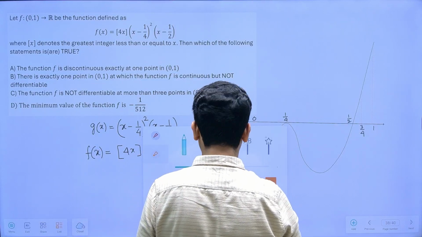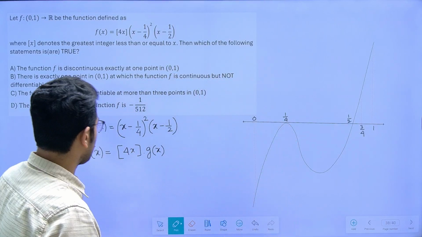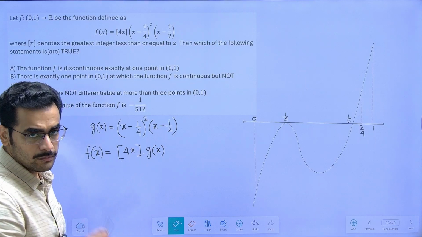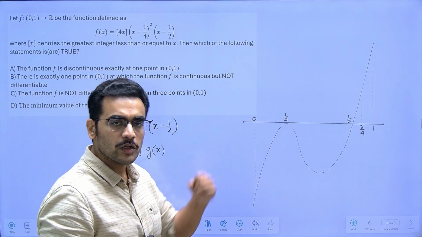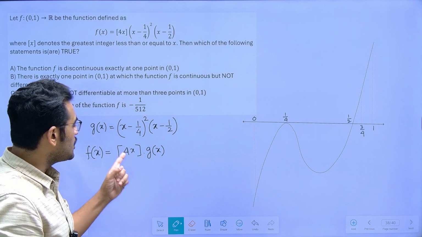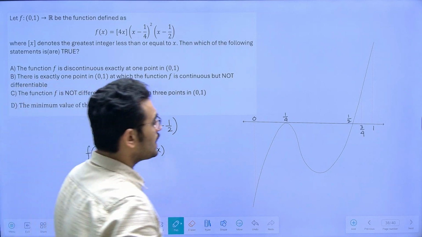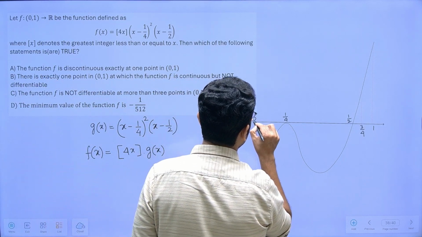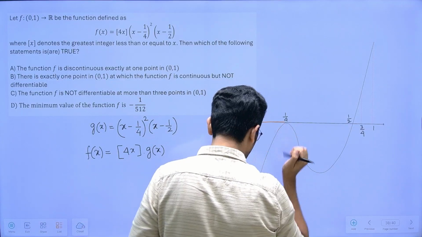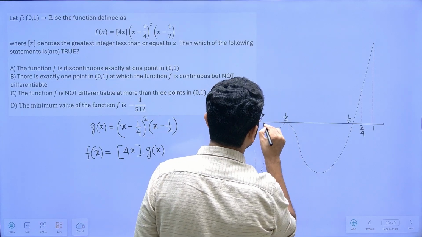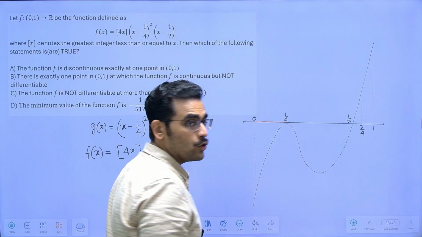From 0 to 1/4 what is the value of floor 4x? Floor 4x will be 0, right? Between 0 to 1/4 floor 4x is 0. So then 0 into g(x) means the function will be totally 0. So f(x) graph will be 0 between 0 to 1/4.